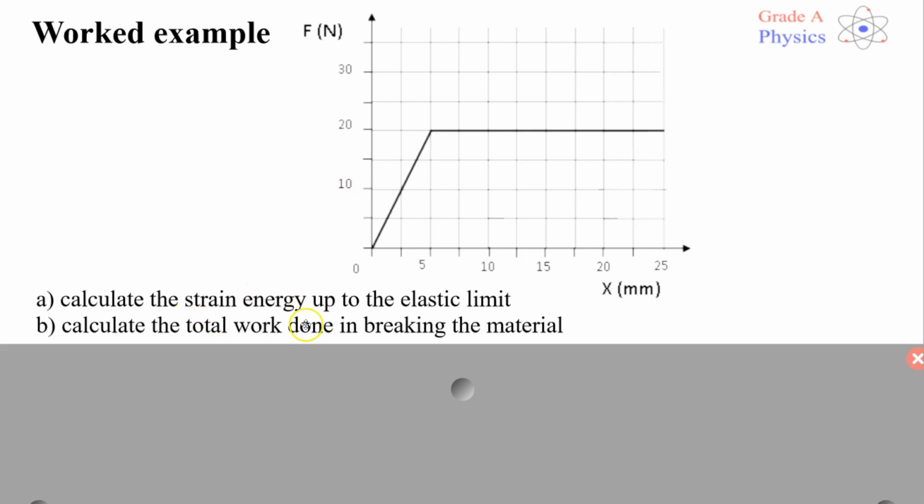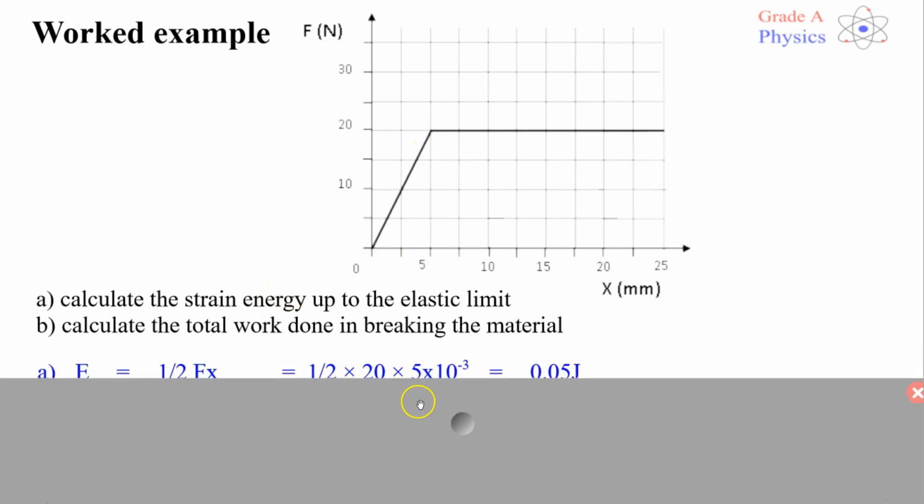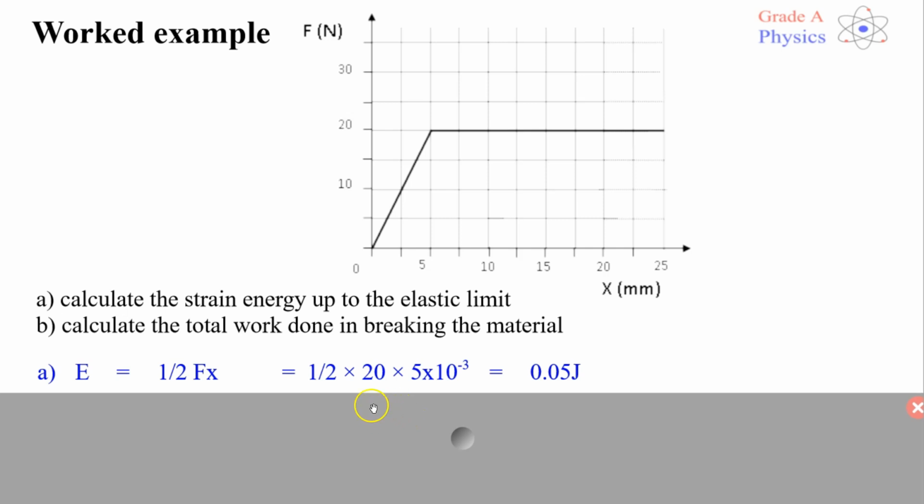So it says calculate the strain energy up to the elastic limit. Well, we know the elastic limit is the end of this constant gradient section. And strain energy, work done, basically the same thing. We just need to find the area of this triangle. So that's nice and easy. So it's half Fx, half base times height.